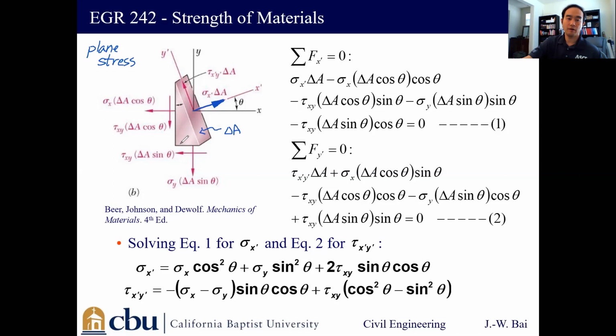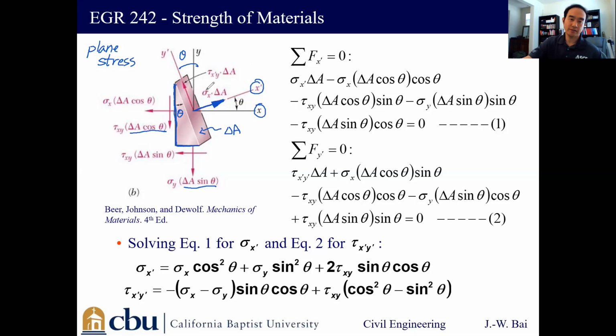Then the bottom area is going to be delta A times sine theta, and the theta angle is the angle between the x-axis and the x prime axis. Okay, if this is theta, this is going to be theta as well. If this is theta, then this angle is going to be theta too. So if the area on this side is delta A, using the cosine and sine, we can say that the area along this bottom is going to be delta A times sine theta. The area along this vertical portion is going to be delta A times cosine theta.